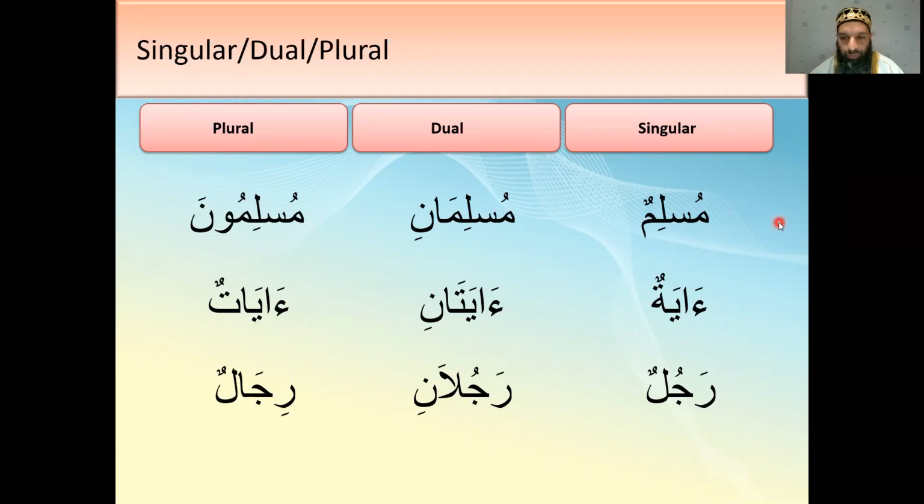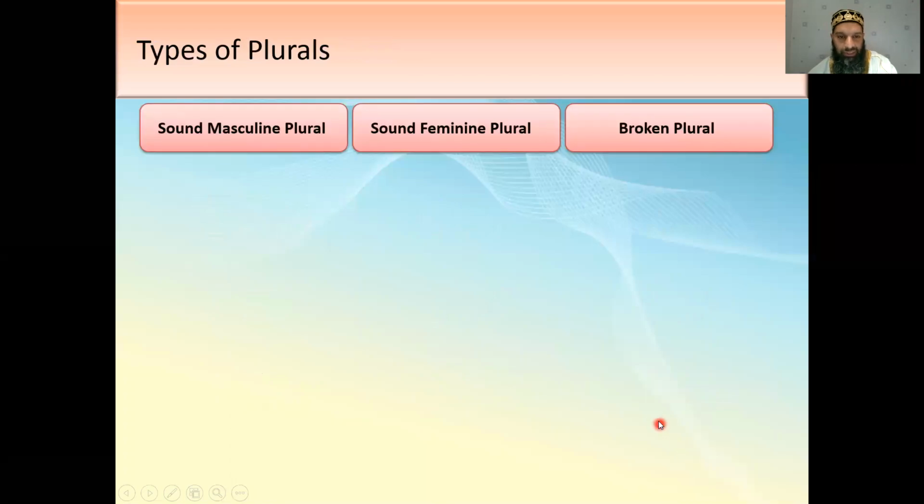Okay, we'll move on. Some of your answers might become a bit clearer in the next few slides. Next slide. There are three types of plurals: one is sound masculine plural, one is sound feminine plural, and one is a broken plural.